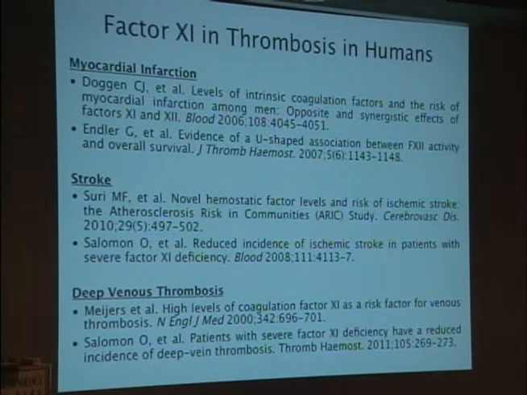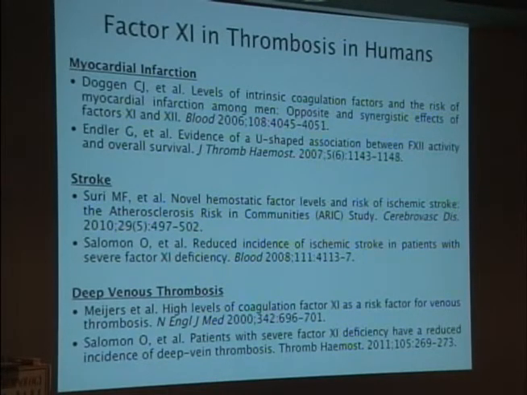So if you are in the upper end of the normal population for factor 11 level, you have an increased risk of myocardial infarction compared to everybody else. There's an independent risk factor, an increased risk of stroke, and an increased risk of deep venous thrombosis. If you are congenitally deficient in factor 11, you have a decreased risk of stroke, and you have a decreased risk of venous thrombosis. That all looks good. The issue with factor 12 is problematic.